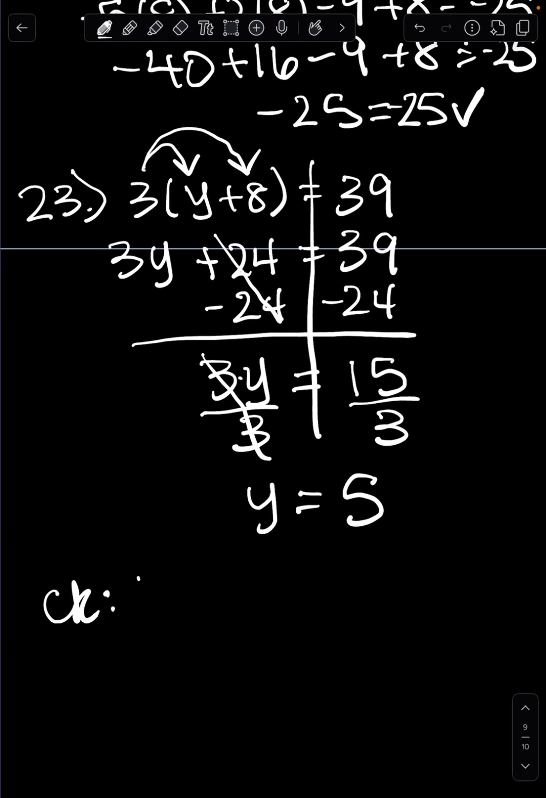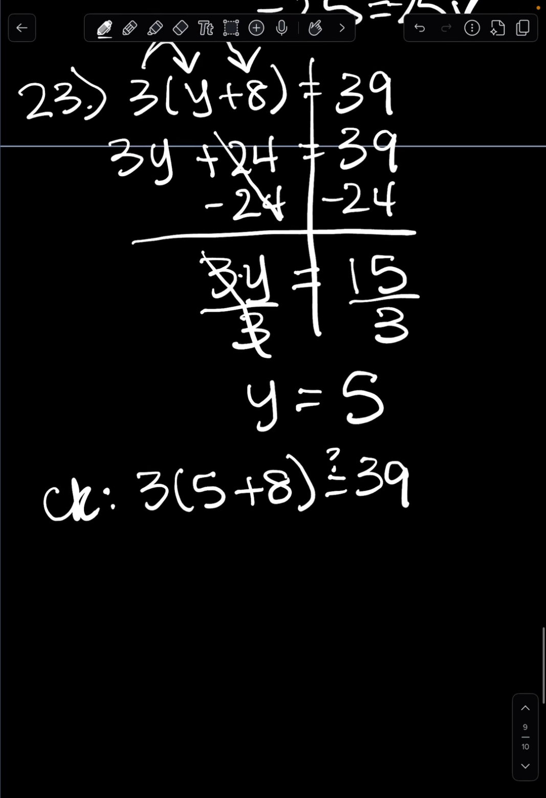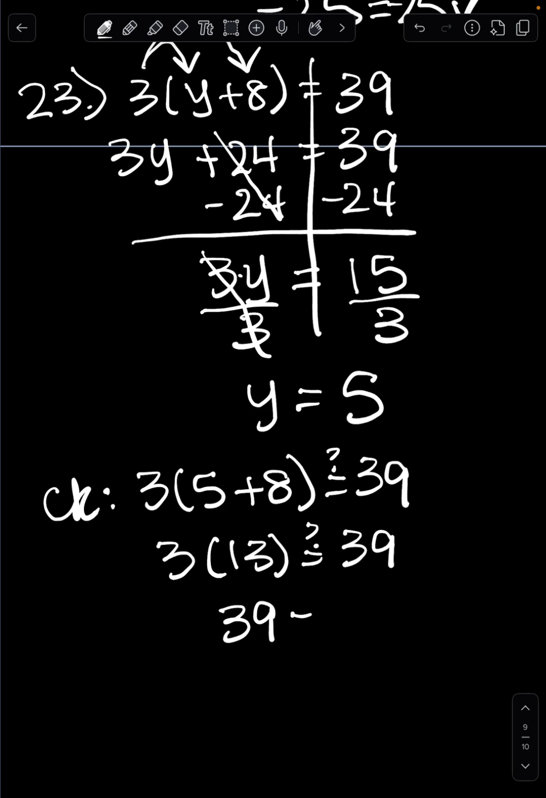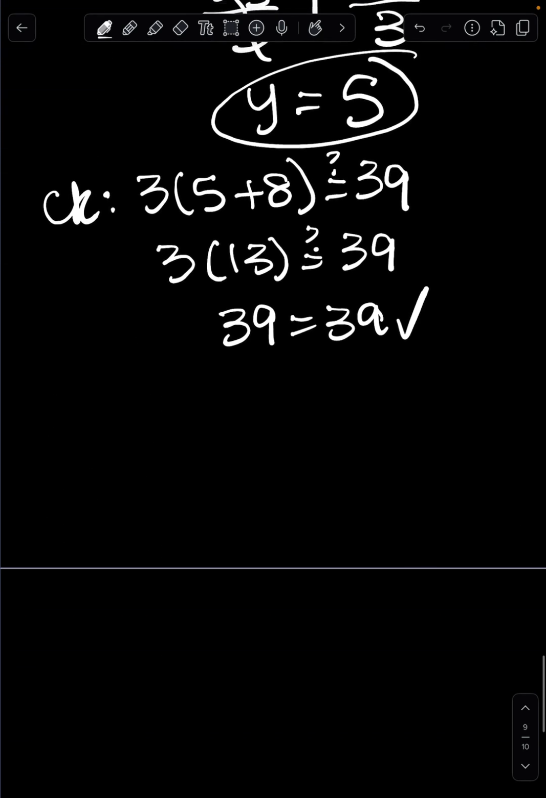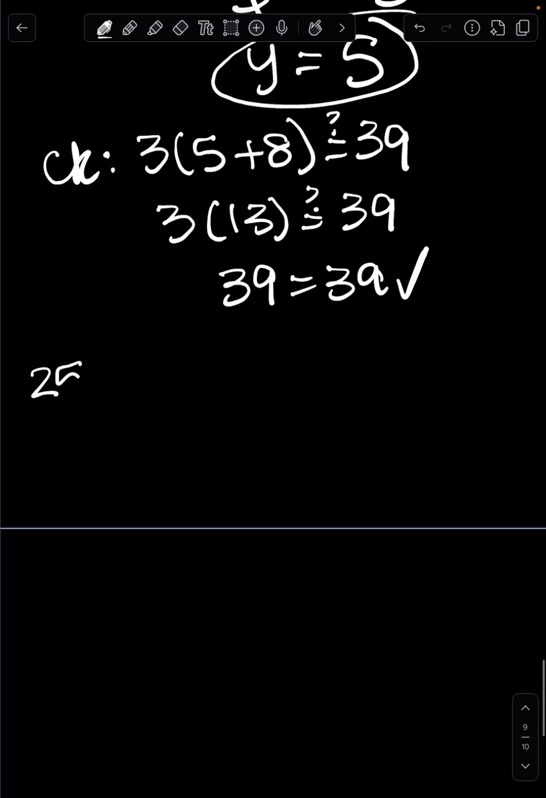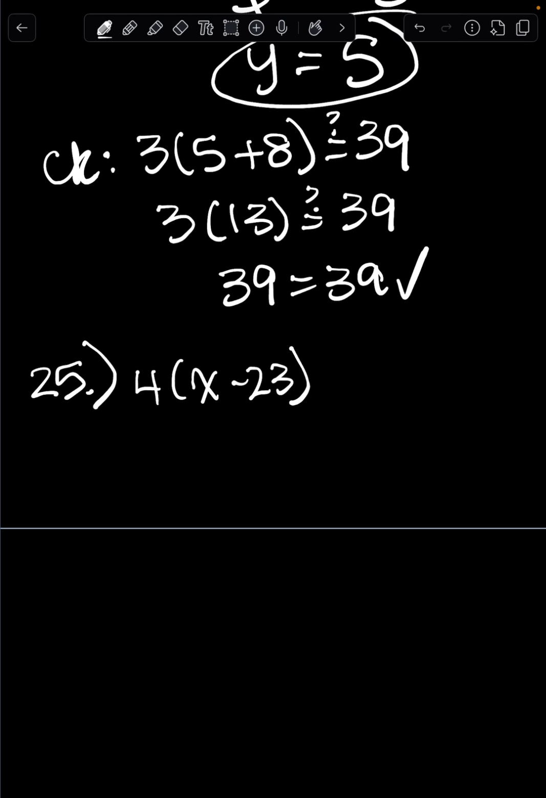Let's check. 3 times the quantity 5 plus 8, does this equal 39? It's going to give us 3 times 13. Does that equal 39? It does. 39 equals 39. Number 25. 4 times the quantity x minus 23 plus 3 times negative 2 equals 2.